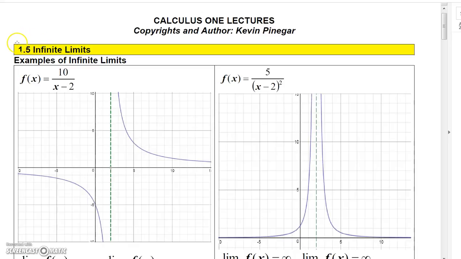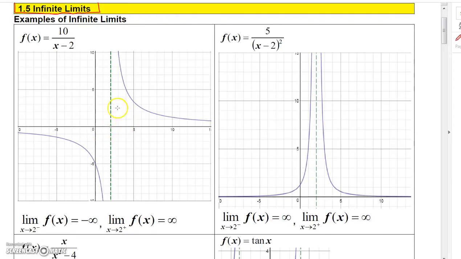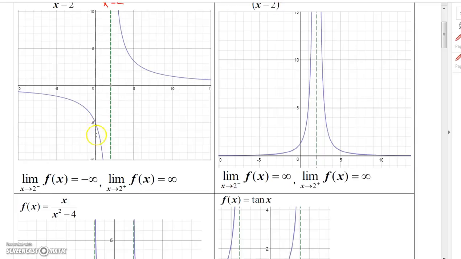Okay, we're going to finish up talking about infinite limits. Now, infinite limits are basically limits that approach infinity as x approaches a number. So if you look at this function, this vertical line here is the line x equals 2. And notice that as you approach 2 from the left, the graph approaches negative infinity. It decreases without bound. And as you approach 2 from the right, it increases without bound.